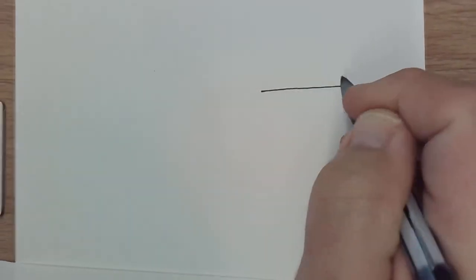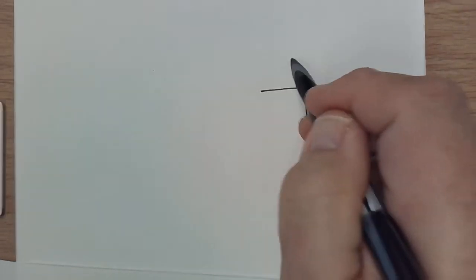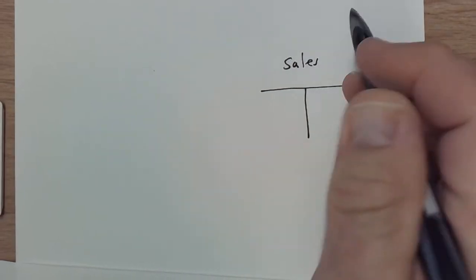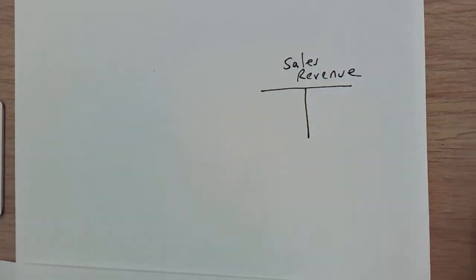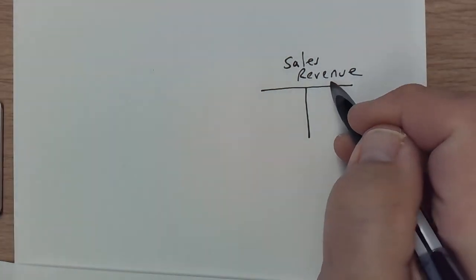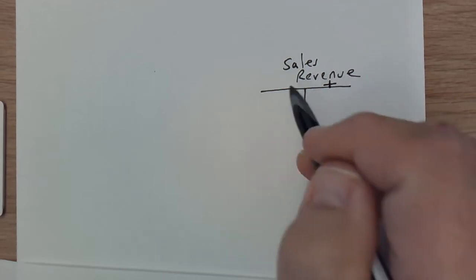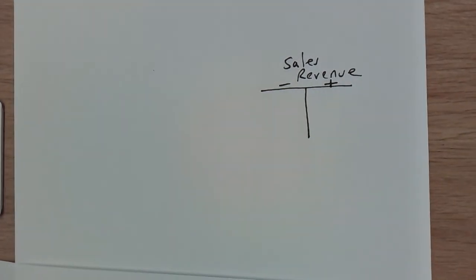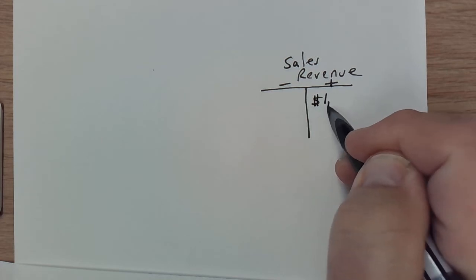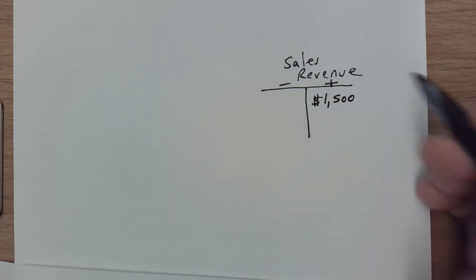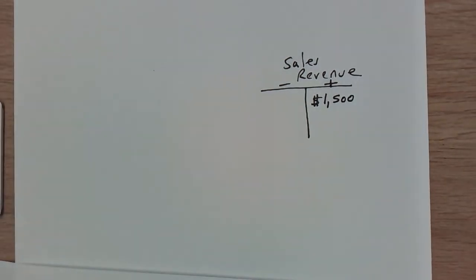So you're going to make the same entry for the sales revenue T account. And since sales revenue is one of your income statement accounts and it's a revenue account, it goes up with credits and down with debits. So it's an increase in this account by $1,500 because you make the sale, and you would record this at the time of the sale.